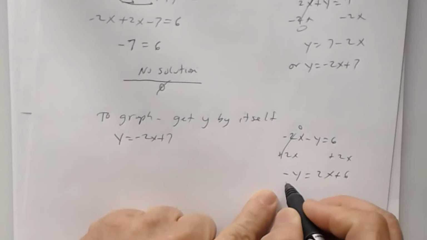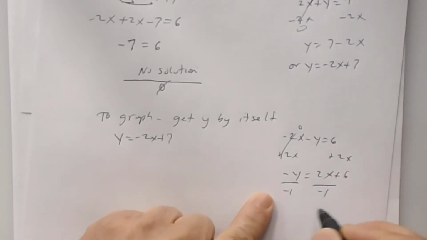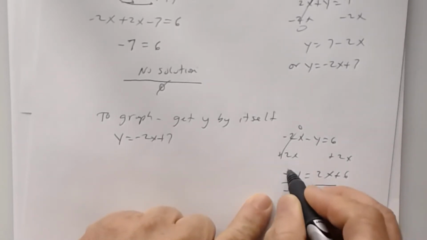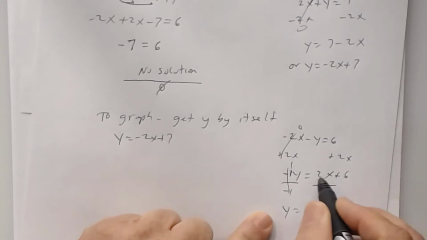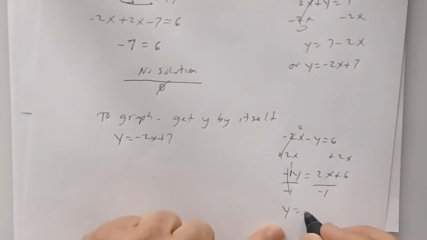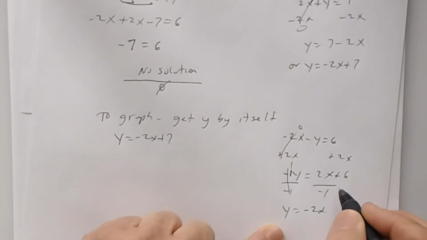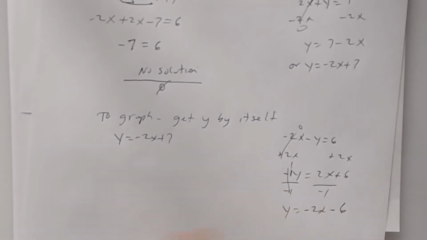Okay. But since you want to do that, let's do that. So divide both sides by negative 1. Negative 1 divided by negative 1 is 1. So I get y equals, what's 2x divided by negative 1? Negative 2x. What's 6 divided by negative 1? Minus 6. All right, I'm going to graph this.